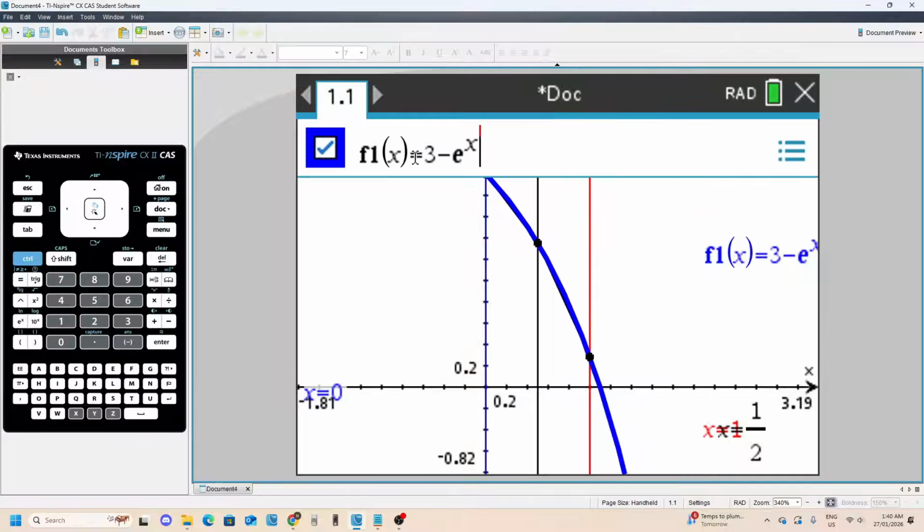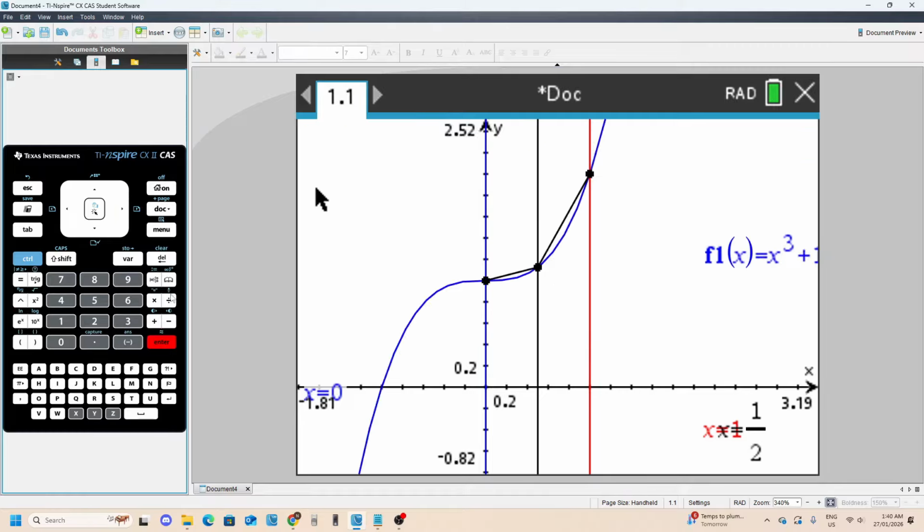Let's try the next one, which is just, look, replace the function. That's all we have to do. We don't have to do a lot of work. Just replace the function. And there it is. It's already done for us. As you can see, this is perfect.